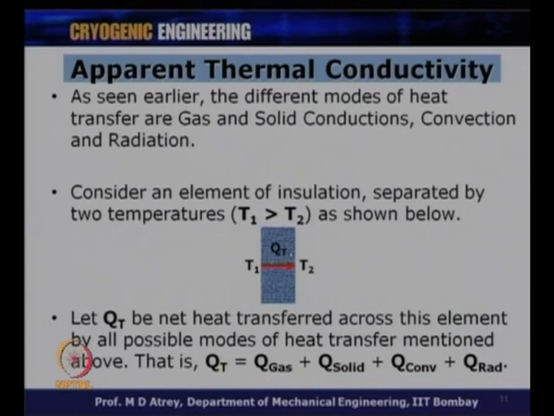So, Qt is the total or net heat transferred, and this Qt is equal to Q gas plus Q solid plus Q convection plus Q radiation. That is, Q gas plus Q solid is the heat transfer due to conduction, gas conduction and solid conduction, then Q because of convection and Q because of radiation. So, all the modes of heat transfer have been covered, and this is what we refer to as Qt.